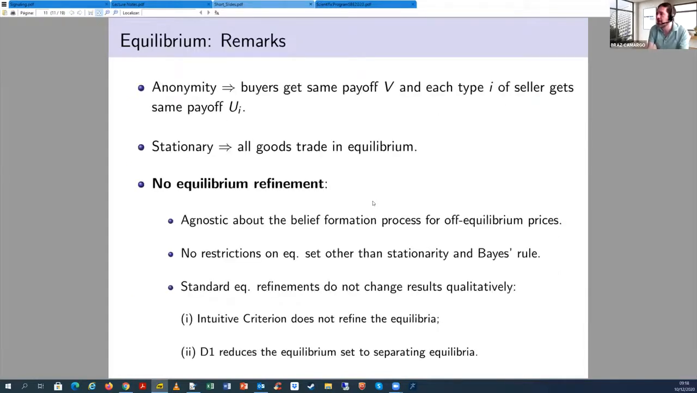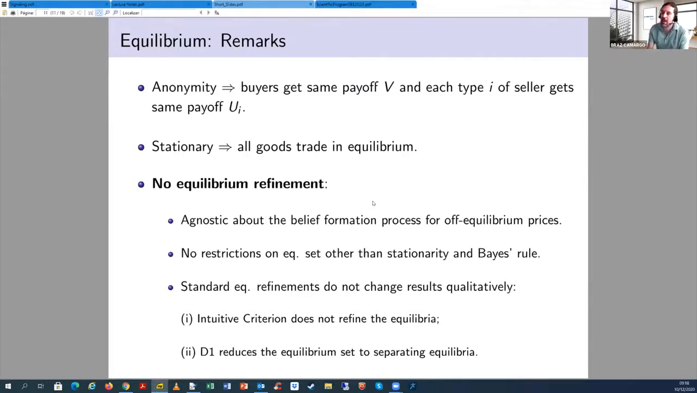A few remarks are in order. Because agents are anonymous, buyers have to get the same payoff in equilibrium, which we'll call V. And the type I sellers also need to get the same payoff in equilibrium, which we'll call U I. The stationarity assumption, there's a typo in there, implies that all goods must trade in equilibrium.